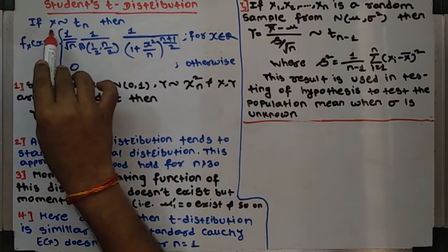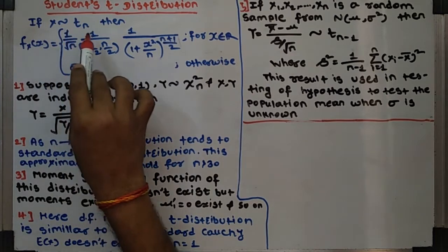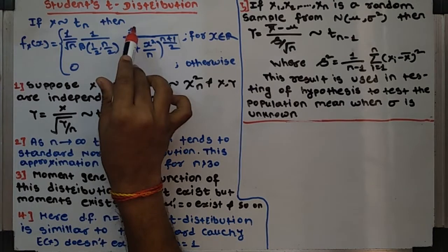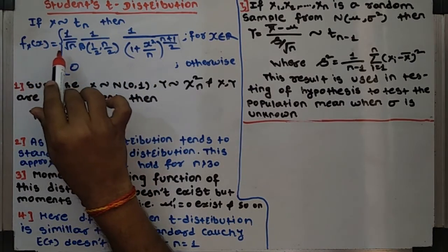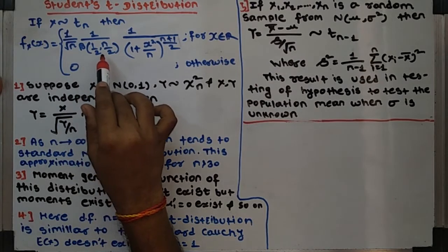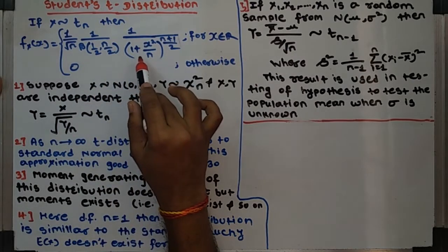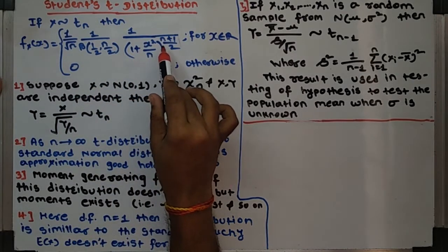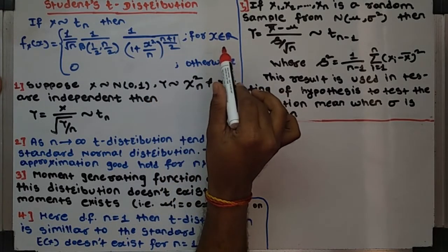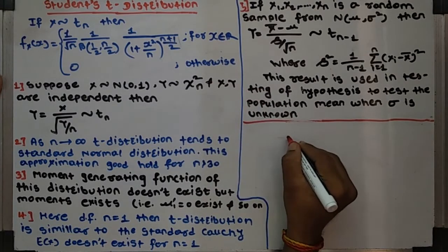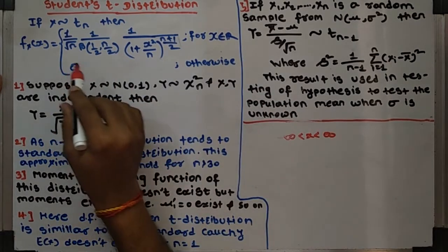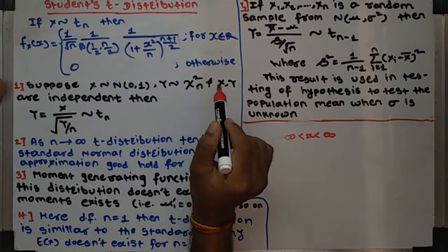Let's begin. If x follows t distribution with n degrees of freedom, then its probability density function is f(x) equal to 1 upon under root of n into 1 upon beta(1/2, n/2) into 1 upon (1 plus x square by n) raised to (n plus 1) by 2 for x belongs to real numbers. Here x belongs to real numbers means minus infinity less than x less than infinity, and f(x) equal to 0 otherwise.